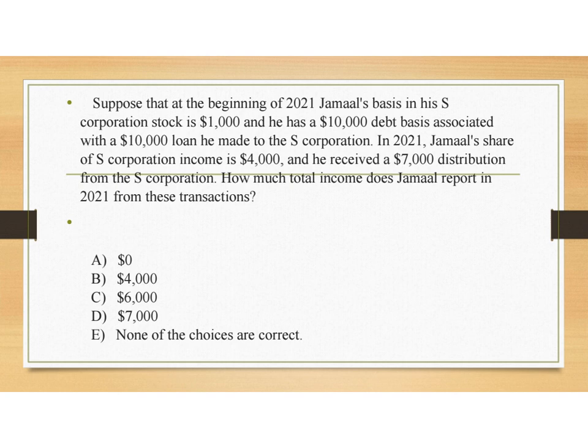All right, so this problem is all about a distribution. Let's look at what we got. At the beginning of 2021, we know his basis in his S corporation stock is $1,000, and he has a $10,000 debt basis associated with the $10,000 loan he made. In 2021, his share of the S corporation income is $4,000, and he received a $7,000 distribution. How much total income does he report in 2021 from these transactions?